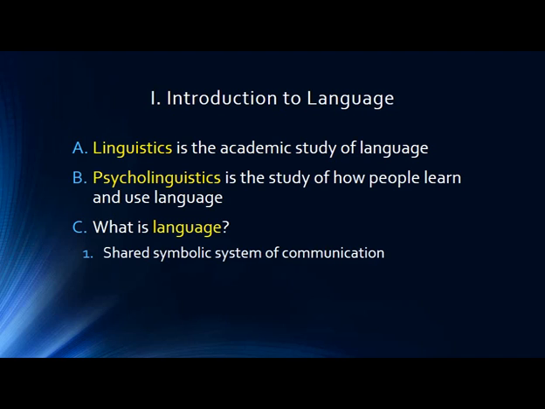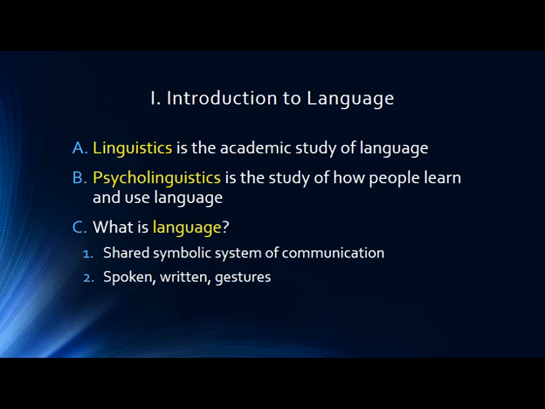The first thing we have to figure out is what do we mean by language? Languages are simply shared symbolic systems of communication. Now there are many different kinds of language. There's spoken, written, spoken and written, and just oral languages. So for example, we have American Sign Language. There are different kinds of sign language. It's not just American Sign Language.